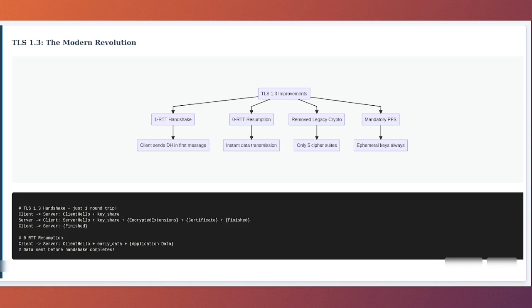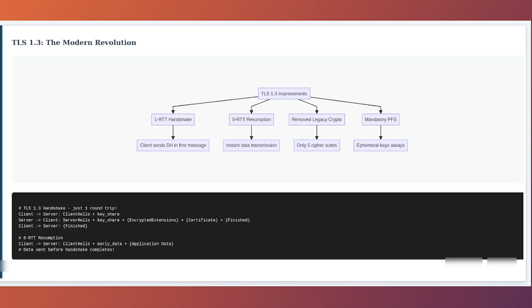Perfect forward secrecy, or PFS, is now mandatory. Every connection uses ephemeral keys through a Diffie-Hellman exchange. This means that even if a server's long-term private key is compromised, past communications remain secure. The protocol also encrypts more of the handshake itself, which hides information like the server certificate from eavesdroppers. This improves privacy and makes traffic analysis more difficult.